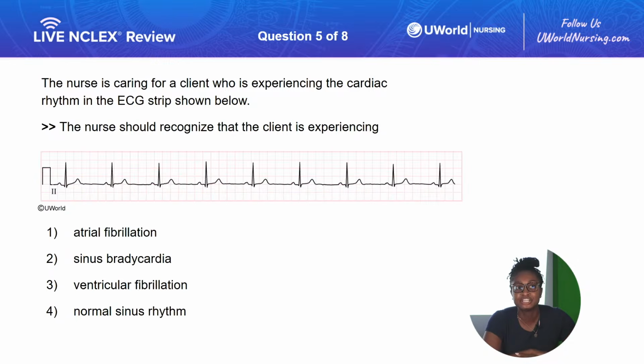Next question. The nurse is caring for a client who's experiencing the cardiac rhythm in the ECG strip shown below. The nurse should recognize that the client is experiencing what? So again, figure out what the rhythm is using the step-by-step process. Remember that our strips are 10 seconds. Is this atrial fibrillation, sinus bradycardia, ventricular fibrillation, or a normal sinus rhythm? Let me know what you guys think in the chat.